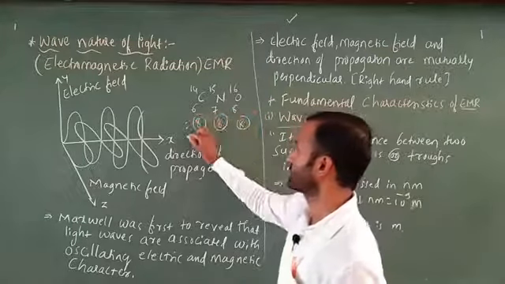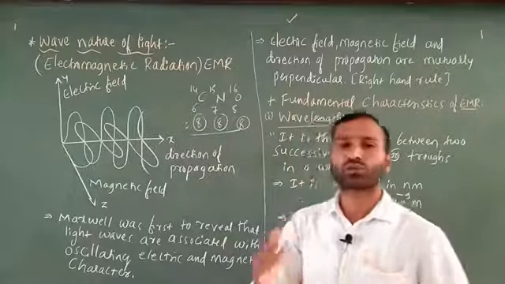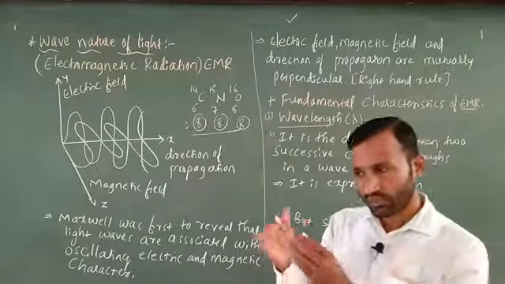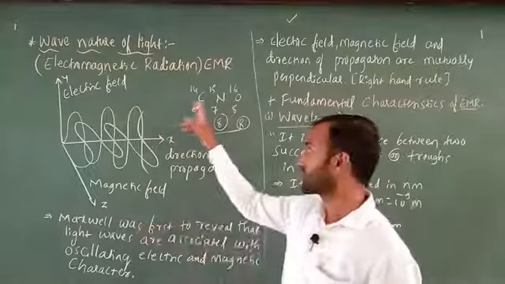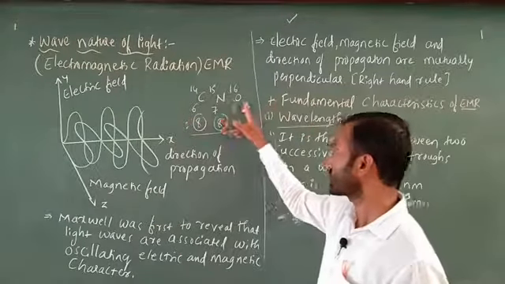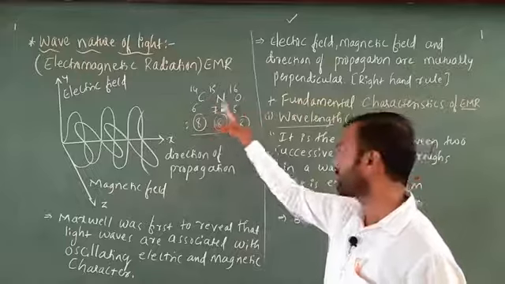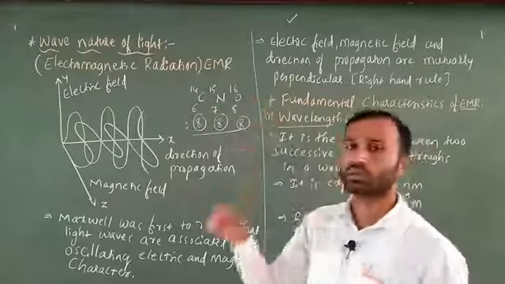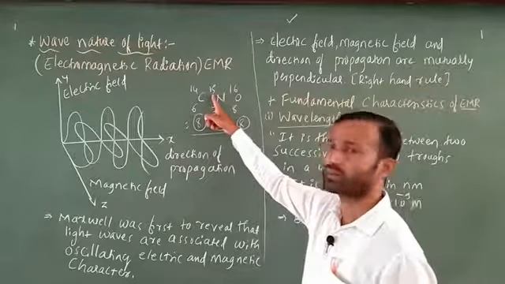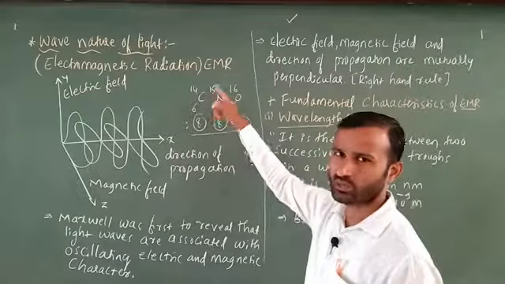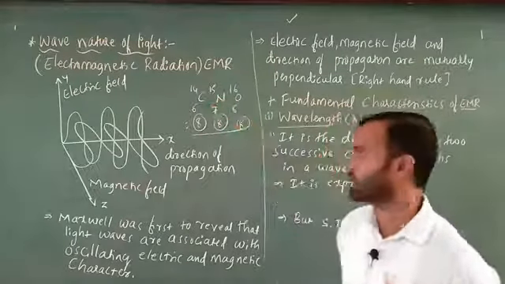That is why the number of neutrons is the same. Different elements, carbon, nitrogen and oxygen, having the same number of neutrons are called isotones. Please correct what I wrote in the last class: it is not 14, it is 15. Okay, is it clear?